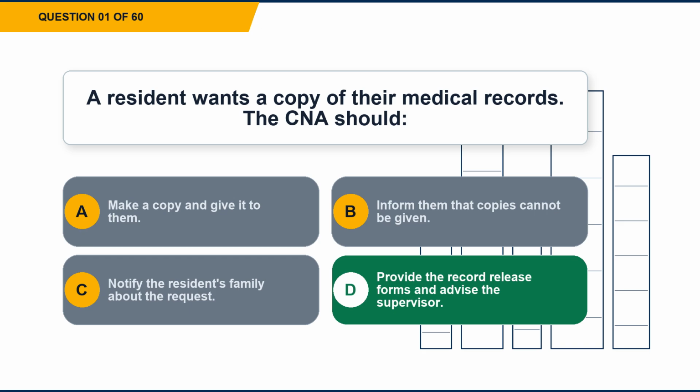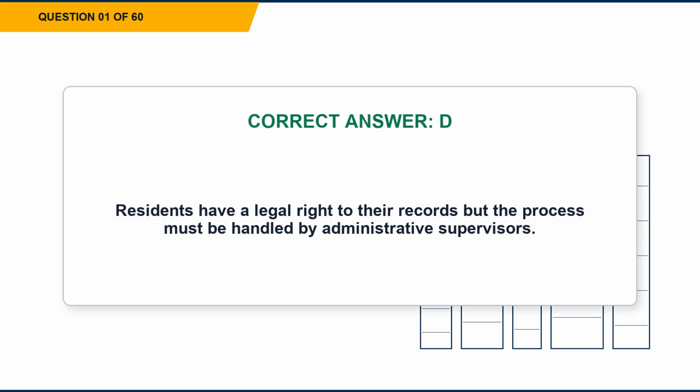The correct answer is option D, provide the record release forms and advise the supervisor. Explanation: residents have a legal right to their records, but the process must be handled by administrative supervisors.